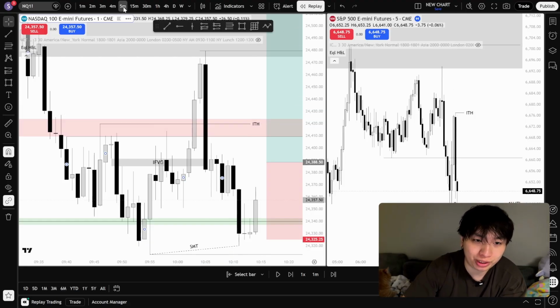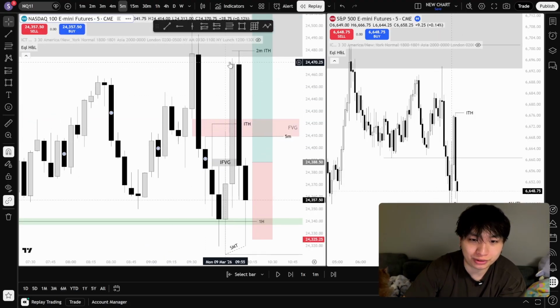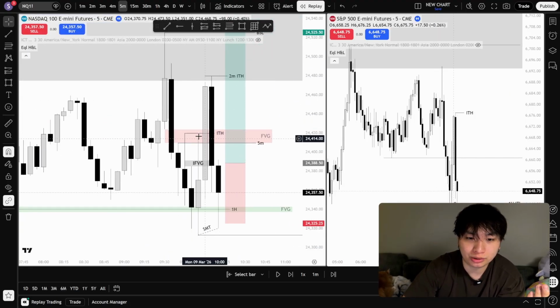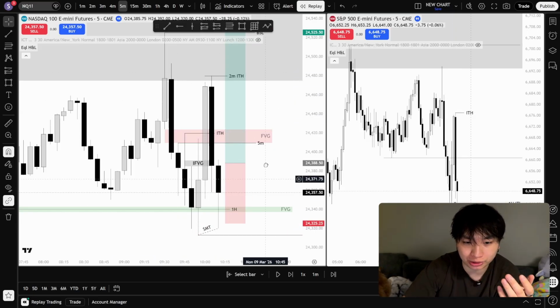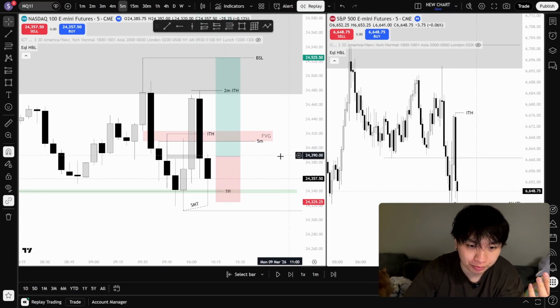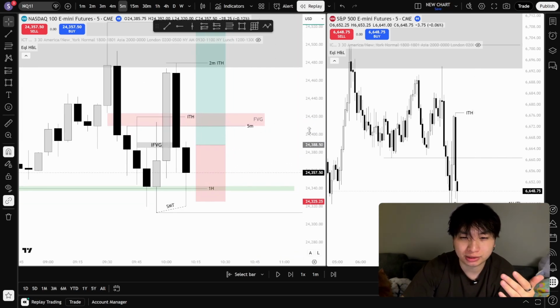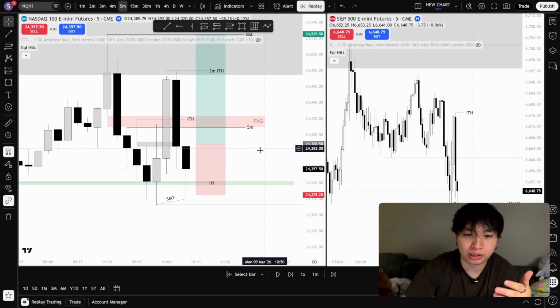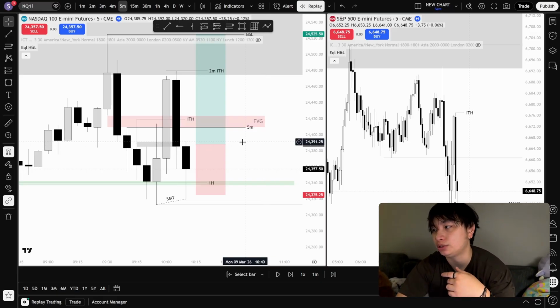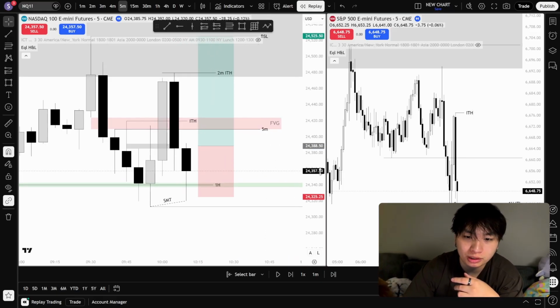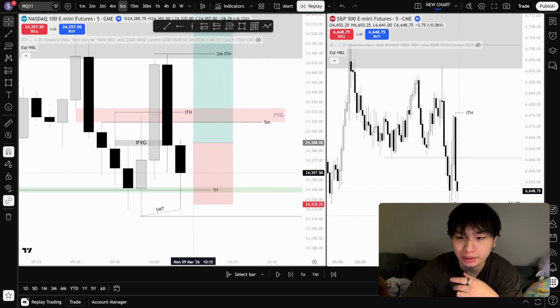So I was like, I'm not going to wait for the 5-minute to get invalidated. Even if it did, it is kind of high probability for price to go lower. And guess what? It kind of did. So I was waiting for something better, I guess. Not necessarily better, but more conviction for me to actually enter the trade. And we ended up finding that a little bit after.